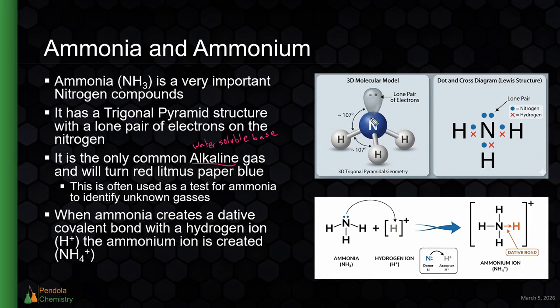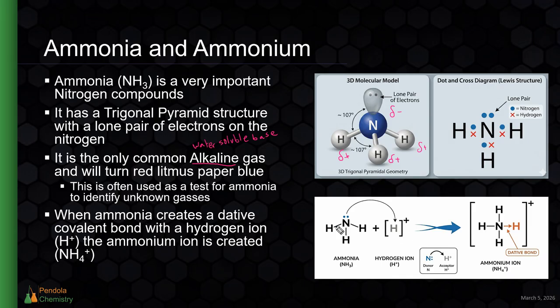Ammonia, apart from being a trigonal pyramid molecule, is also polar. The partial negative charge is on the nitrogen with that lone pair, whereas the hydrogens are all partially positive. Because of this, ammonia can attract hydrogen ions and bond to them, making it a base, because it's a proton acceptor.